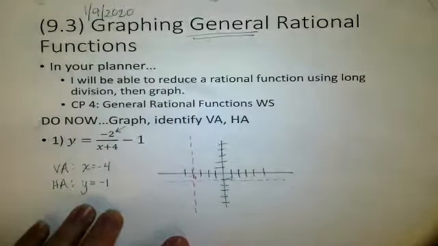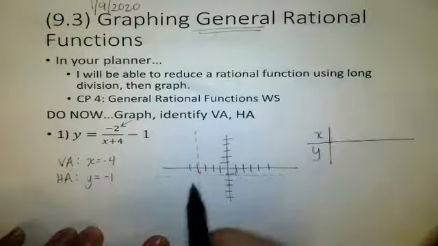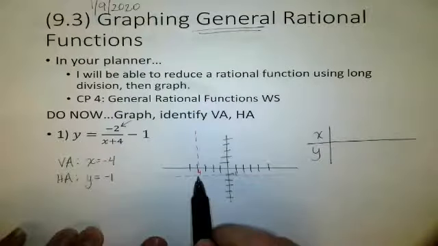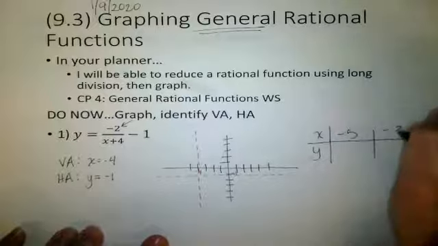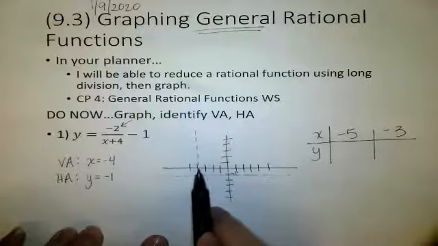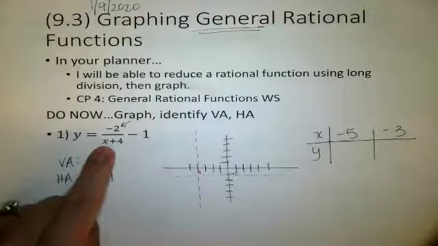And once we have that, then we can do a little XY chart to figure out some ordered pairs. And you can totally use a calculator for this if you want to. But what are some good values for x? -5 and -3. We choose those because to the left and to the right of that vertical asymptote are going to be nice, easy points most of the time. I'm going to take this -5 and plug it into my equation so that I can get the y value.